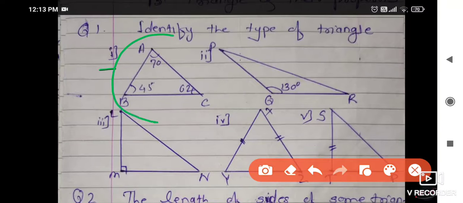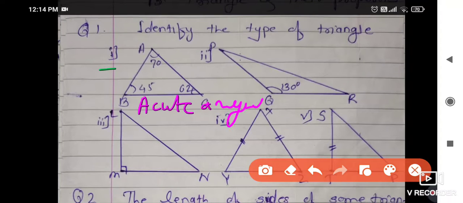So here in the first figure, in triangle ABC, just now I told you that if all angles measure less than 90, if you see here, the measures of angles are 70, 45, and 62. So the given triangle is an acute angled triangle. This is the first. So if you check your test, the first triangle is an acute angle triangle.